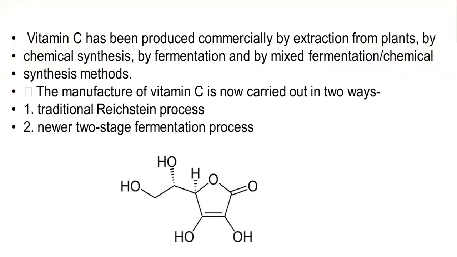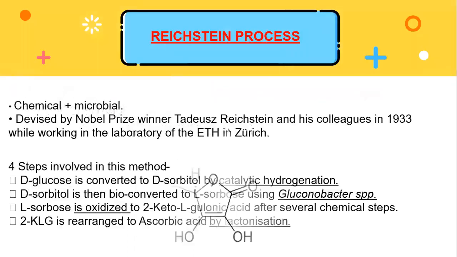Now, vitamin C production is done by extraction from plants, by chemical synthesis, by fermentation, or mixed fermentation. That means chemical synthesis and fermentation. So, the manufacture of vitamin C is mainly by two methods. One is the Reichstein process, and the other is the two-stage fermentation process. This is the actual ring structure of vitamin C.